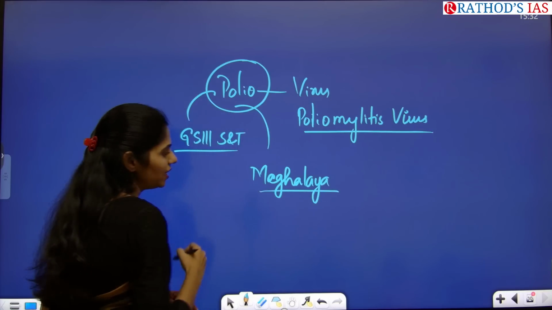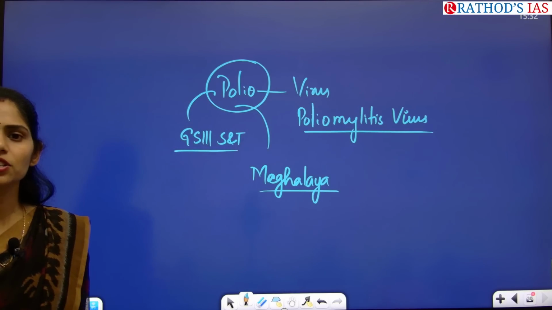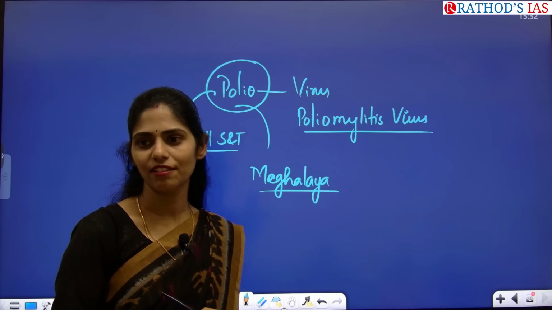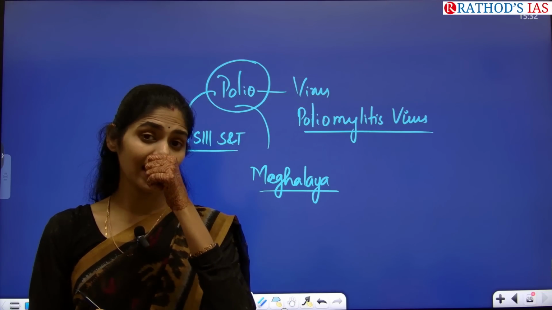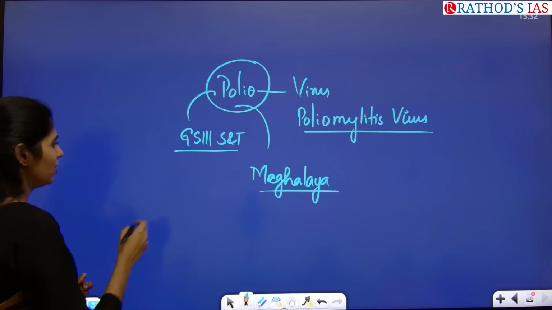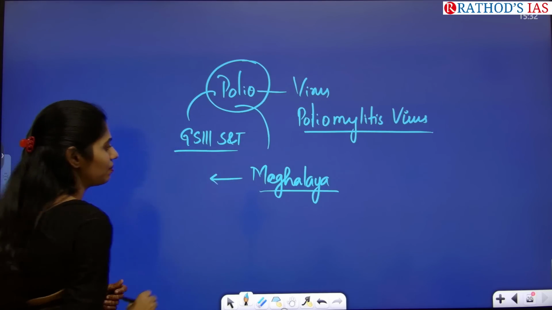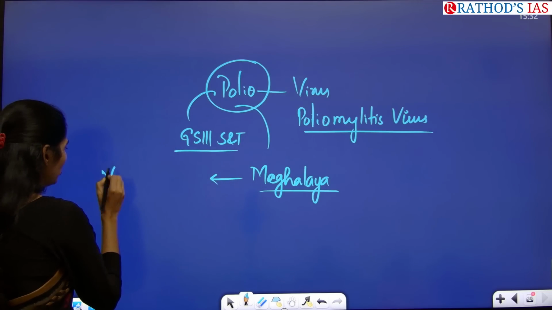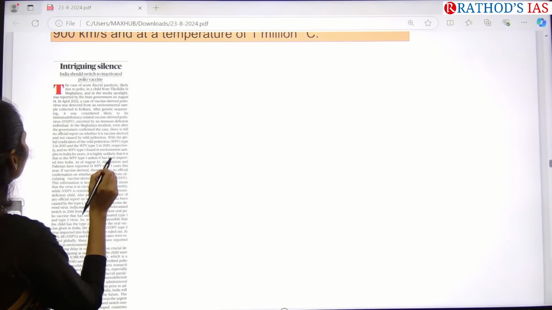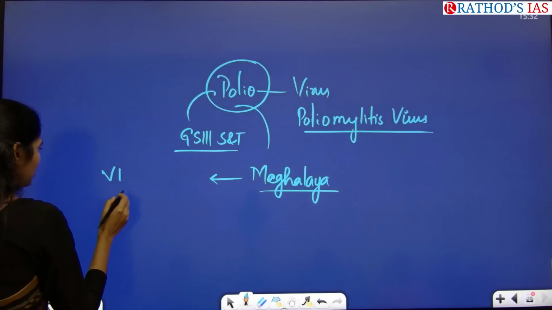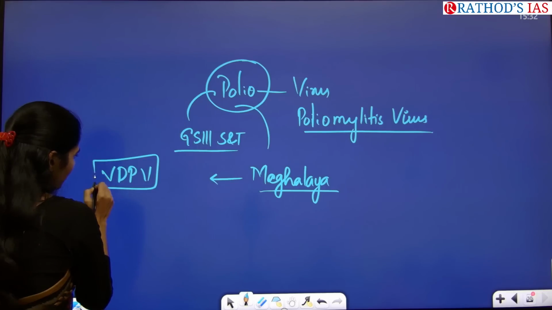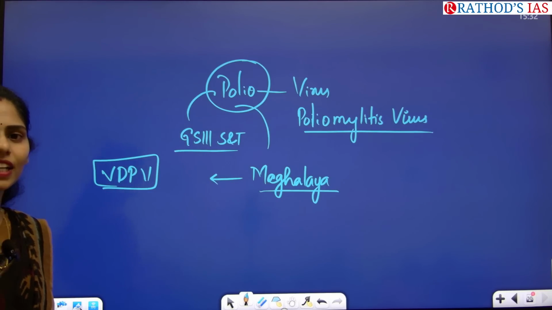So actually India was declared a country which eradicated polio completely in year 2011 itself. But now recently in Meghalaya, one case of polio has been registered. So here, this registered case in Meghalaya is related to vaccine, okay, that is vaccine derived polio virus, VDPV. So what is this vaccine derived polio virus?